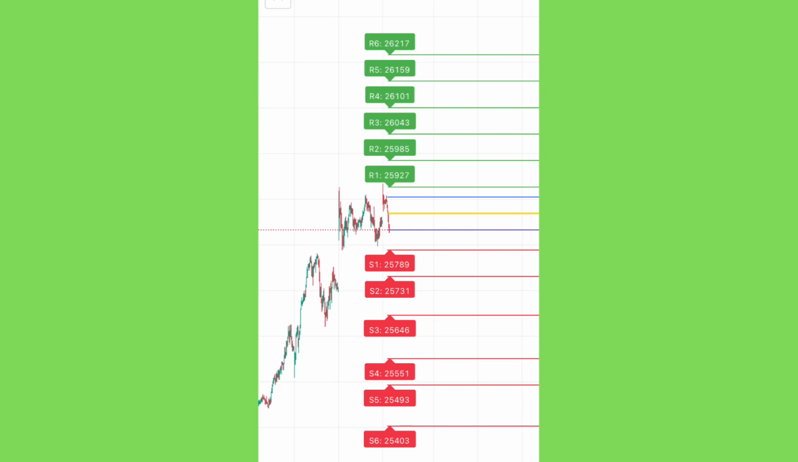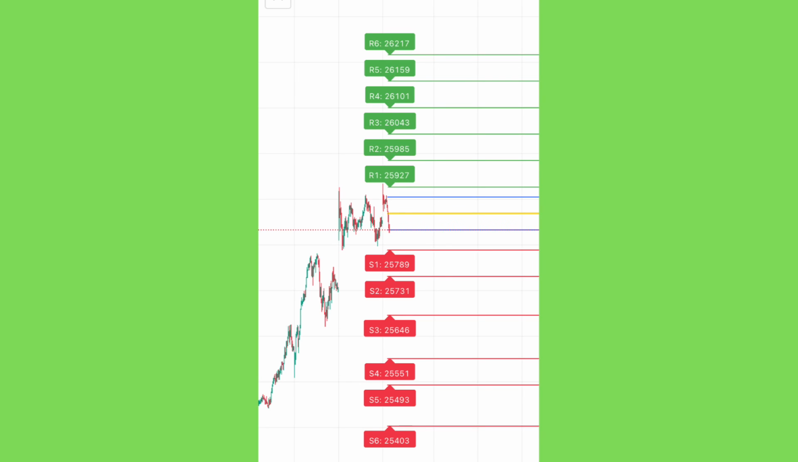But since the market tone is very positive, once Nifty crosses R1, 25,927, and sustains above it, we could see a strong rally towards R3 or even R4 levels near 26,100, 26,150.